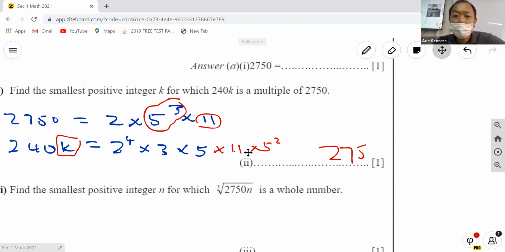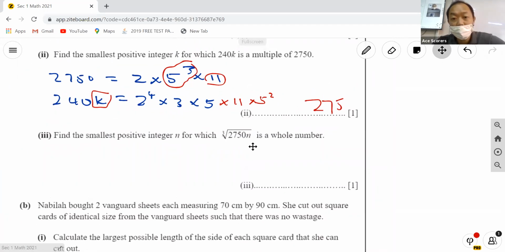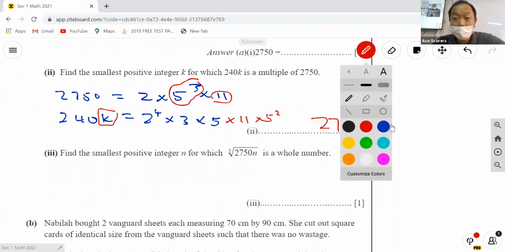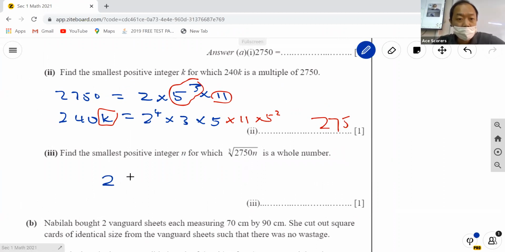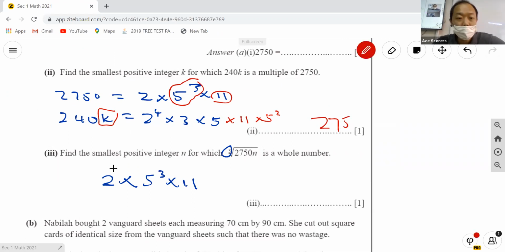Next. Find the smallest positive integer n for which 2750 n is a whole number. So now we want to do cube root of 2750 n. We're going to look at this number again: 2 times 5 cube times 11. Now remember I said that for it to be a cube root, the powers of the individual terms got to be cube. So this thing needs to be cube, and this thing needs to be cube.